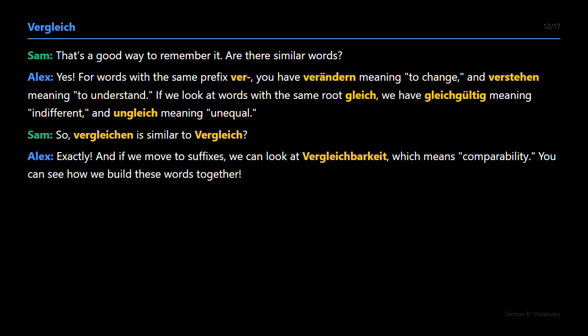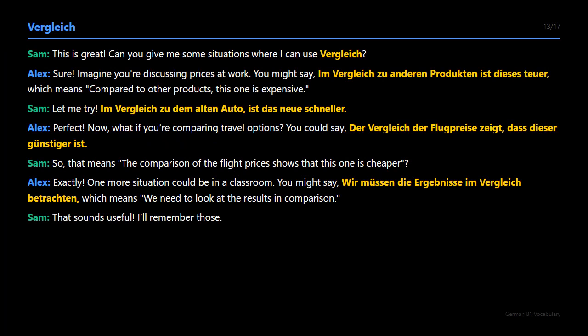This is great. Can you give me some situations where I can use Vergleich? Sure. Imagine you're discussing prices at work. You might say, im Vergleich zu anderen Produkten ist dieses teuer, which means, compared to other products, this one is expensive. Let me try. Im Vergleich zu dem alten Auto ist das neue schneller.